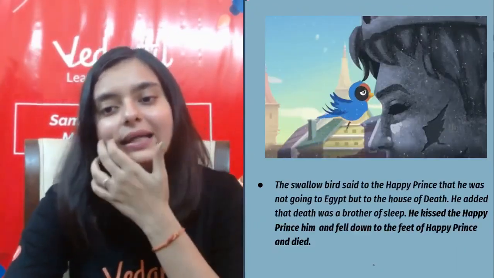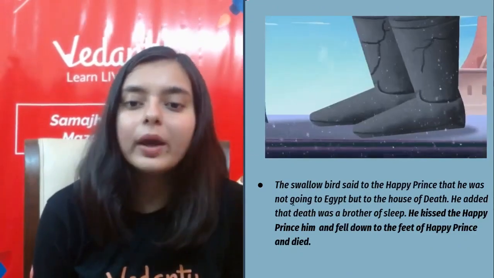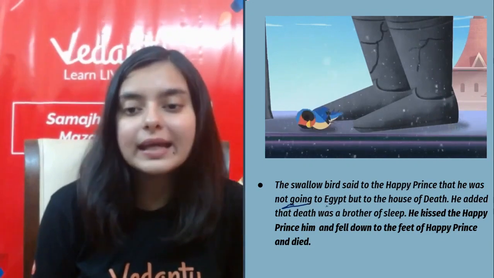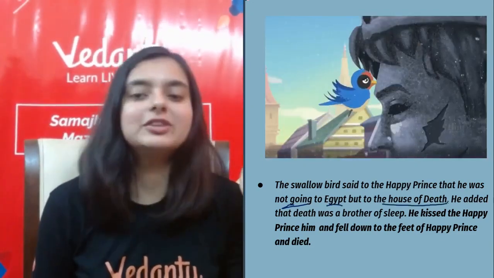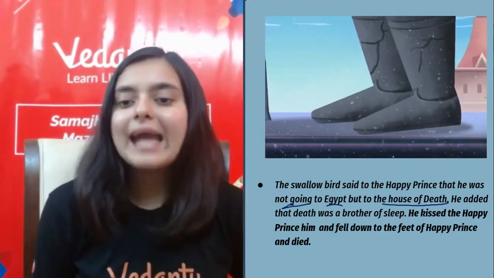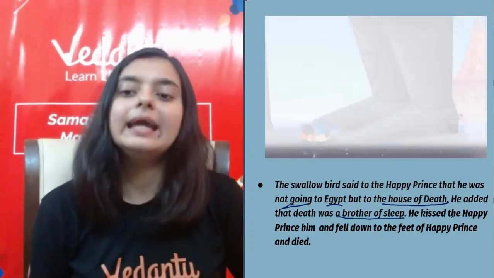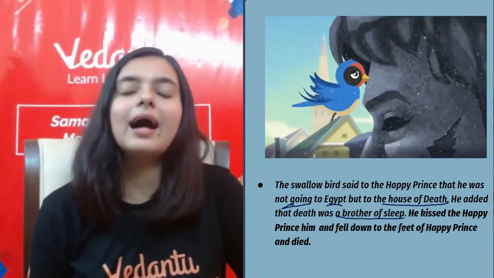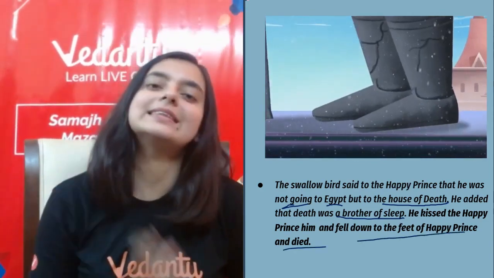And finally, the swallow said to the prince that he was going, but he was not going to Egypt. Where was he going now? To the house of death, because he knew that his time had come. He added that death was a brother of sleep, and finally he kissed the happy prince, and the moment he did that, he fell down at the feet of the happy prince and died.